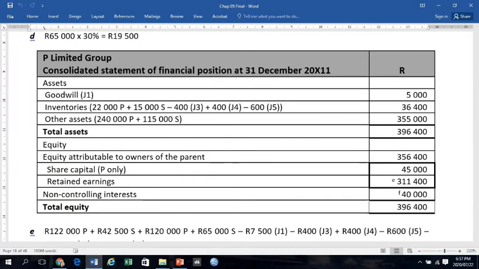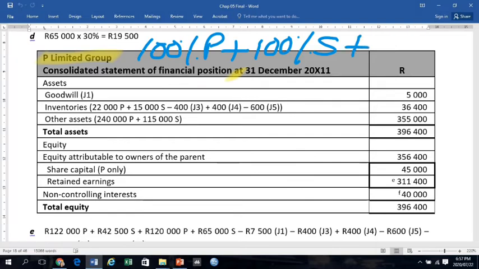The first statement we will look at is the consolidated statement of financial position at 31st December 20X11 for the P Limited Group. The principle behind every single line item on your consolidated SFP is to add 100% of the parent's assets and liabilities to 100% of the subsidiary's assets and liabilities, because the parent controls the net assets of S. This combined total, line by line, should then be adjusted for the effect of any consolidation journal entries if and where necessary.